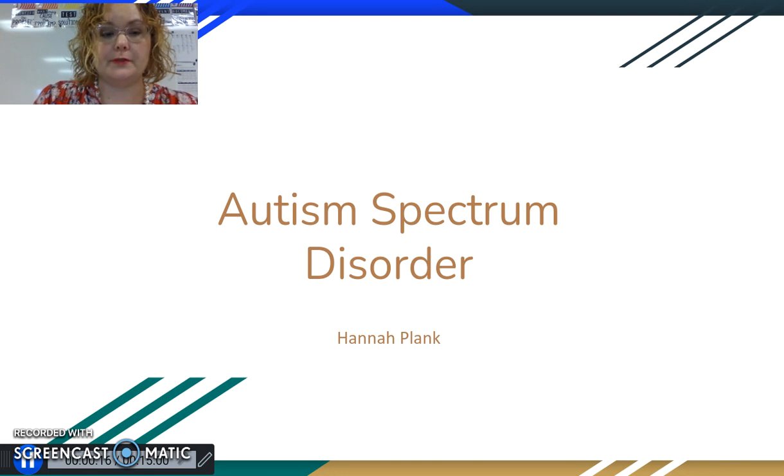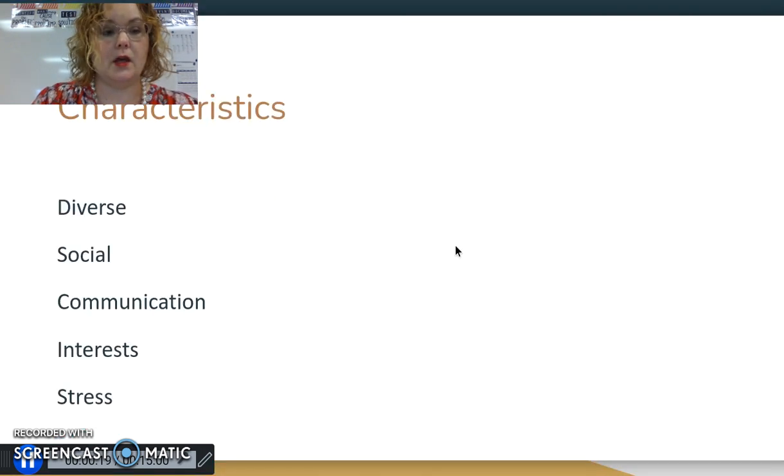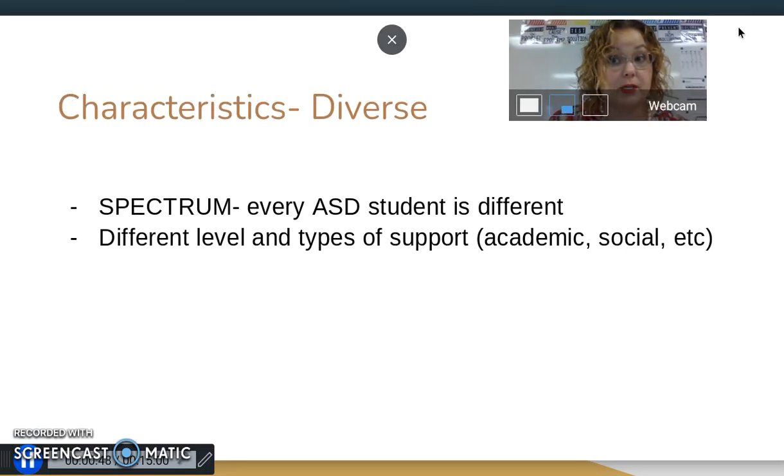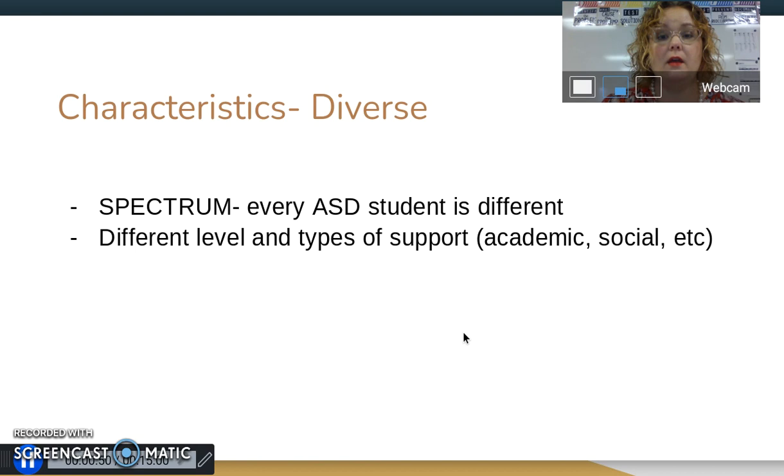So, for starters, there's a lot of characteristics, okay? There's social, communication, interests, and stress, but the main thing is, even given these characteristics, the disorder in itself is very diverse. It's a spectrum, okay? So not all students are going to exhibit the same characteristics each time, okay? They may need different levels of support.